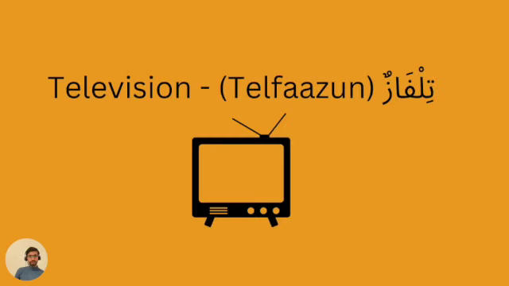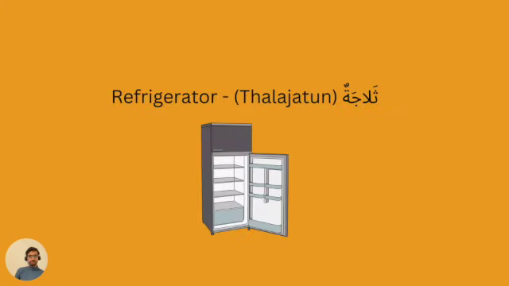Perfect. We have television, تلفاز, تلفاز. Repeat after me. تلفاز. Perfect. We have refrigerator, ثلاجة, ثلاجة. Repeat after me. ثلاجة.